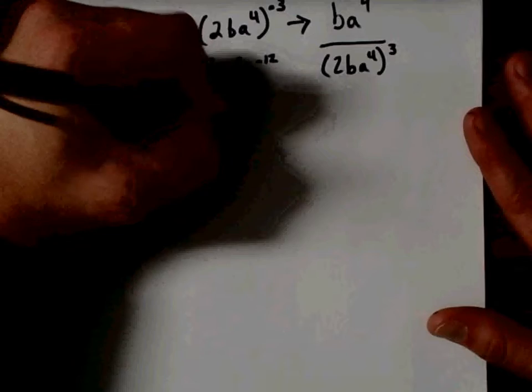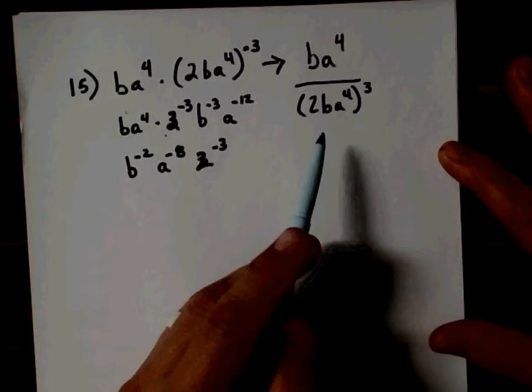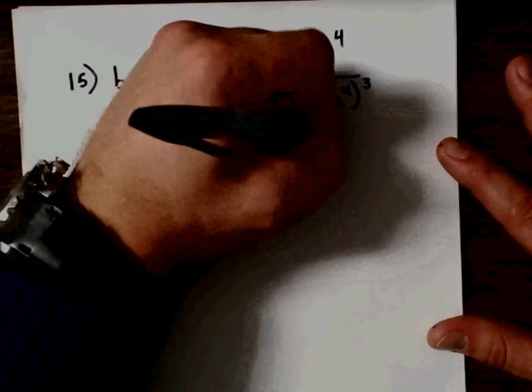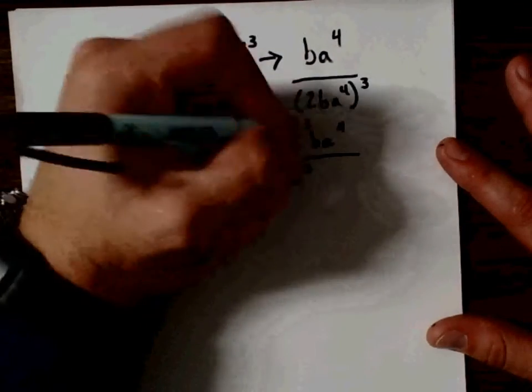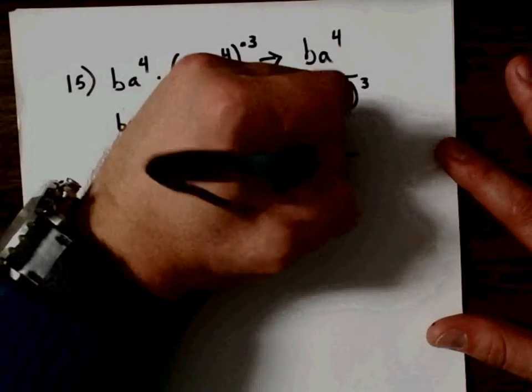Dang it, I do it every time. Okay? If I was doing it on the other side, if I was working it here, like I went ahead and flipped it and made it positive, the top's not going to change yet because we're going to be dealing with quotient rule instead of product rule. And then I'm going to have 2 to the positive 3, b to the 3, and a to the 12th.